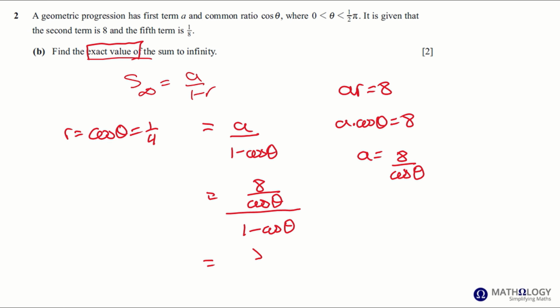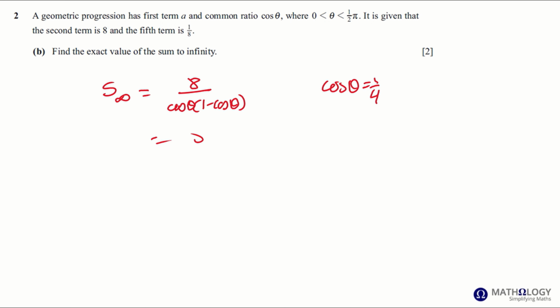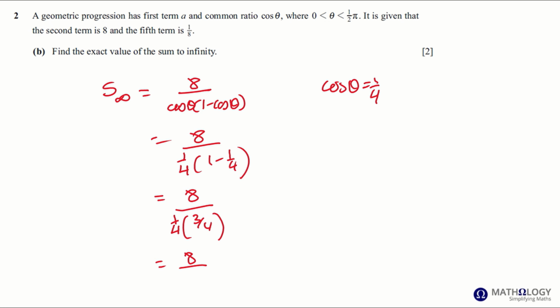We can simplify that as 8 over cos theta times 1 minus cos theta. So that equals 8 over a quarter times 1 minus a quarter. That's 8 over a quarter times 3 quarters. 8 over 3 over 16. It's 128 over 3. And this is an exact answer.